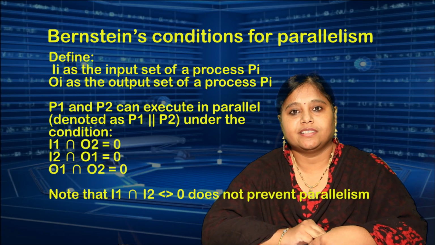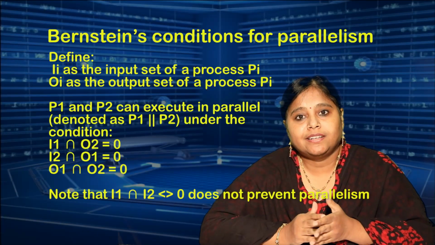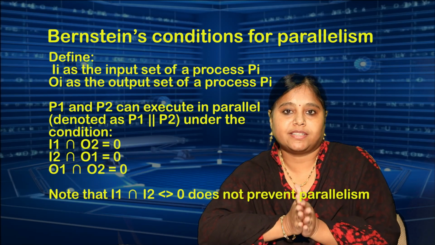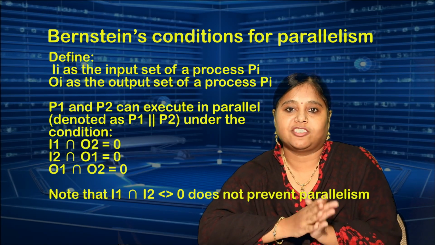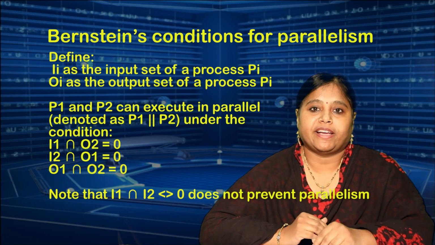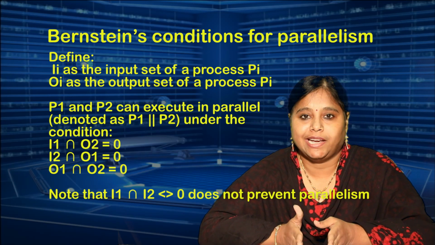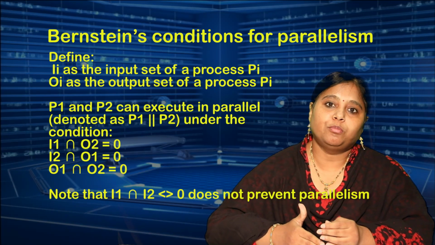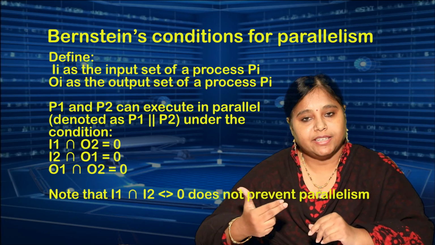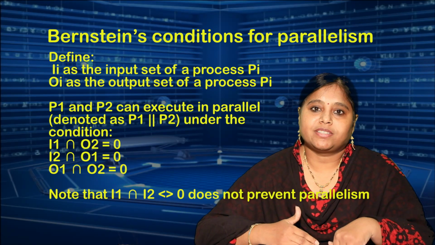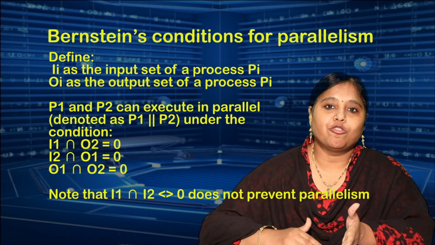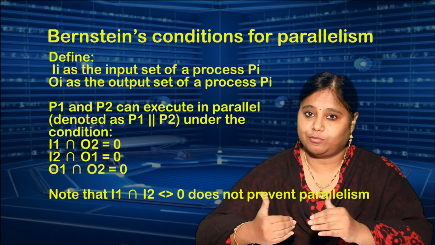What are those three conditions? Look at the slide. The first processor's inputs and the second processor's outputs cannot be matched. That means I1 intersect O2 is equal to null. The next condition is the second processor's inputs and the first processor's outputs. Inputs and outputs cannot be matched for the two processors.